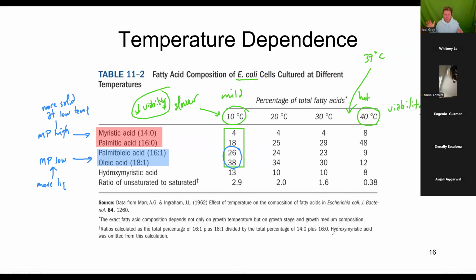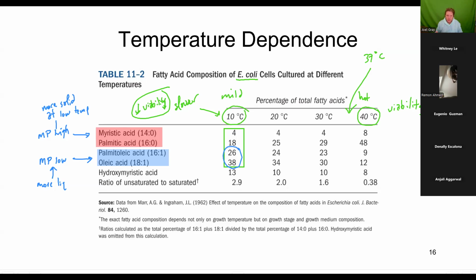Between 10 degrees and 40 degrees Celsius, what do we want that membrane to look like? We want that membrane, whether it's at 10 degrees or 40 degrees, to have the same mobility, the same motion, the same flexibility. And in order to achieve that, E. coli are going to produce and pack into their membranes a higher concentration of unsaturated fatty acids than saturated fatty acids.